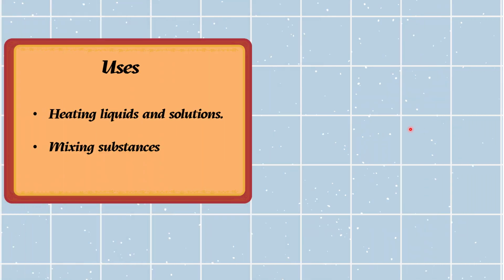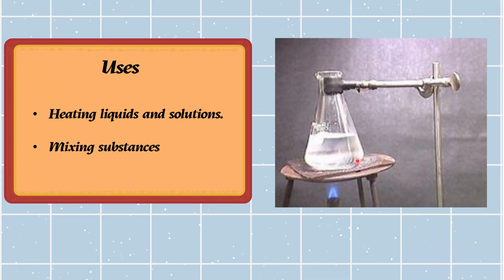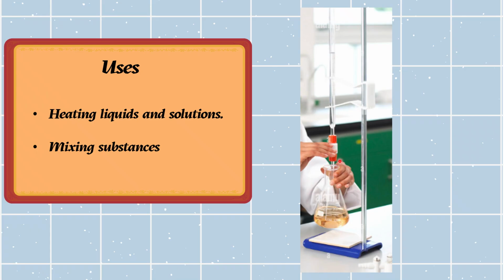Now let's understand what the uses of a conical flask are. We also use this conical flask for heating. Since it is made of borosilicate, it's easy for us to heat the substance inside the conical flask. Also, we can use it for mixing.